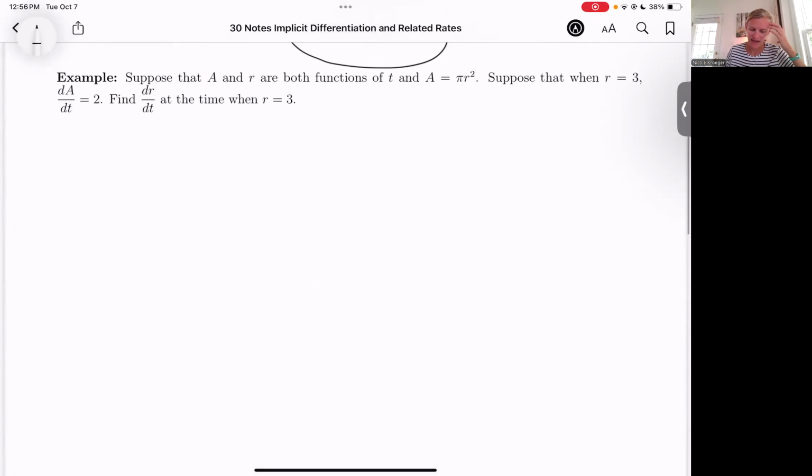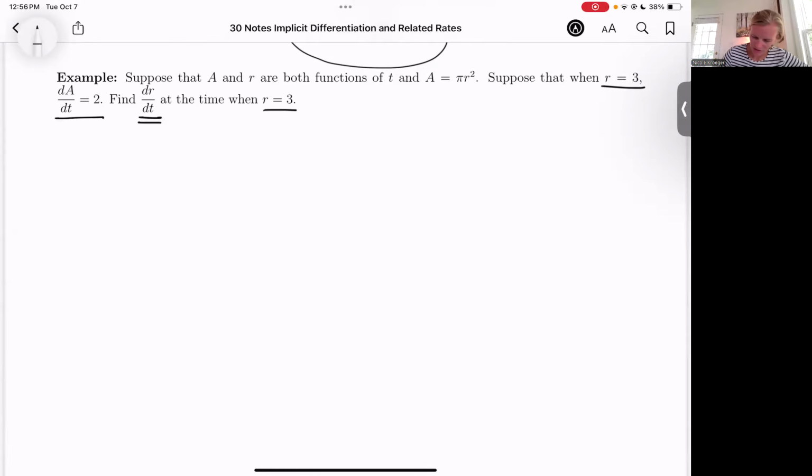So we can suppose that A and r are both functions of time and that A is pi r squared. That's the area formula for a circle. So essentially what's happening here is we're thinking about a circle that's growing or shrinking with time, and both the radius and the area are changing. Okay. And so we know some information that when r equals 3, dA dt is 2, and we want to find dr dt when r is 3.